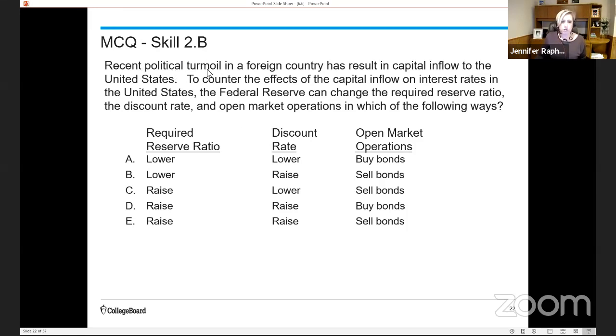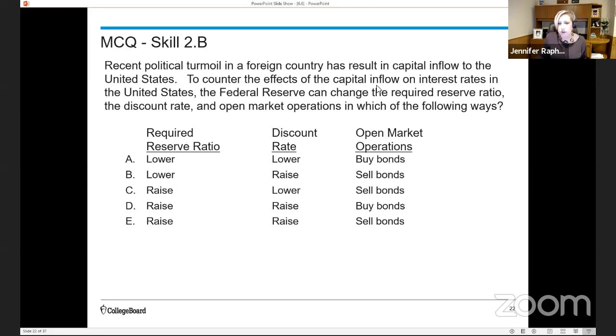So recent political turmoil in a foreign country has resulted in capital inflow to the United States. To counter the effects of the capital inflow on interest rates in the United States, the Federal Reserve can change the required reserve ratio, the discount rate, and open market operations in which of the following ways? So remember, these are the three tools of the Fed.